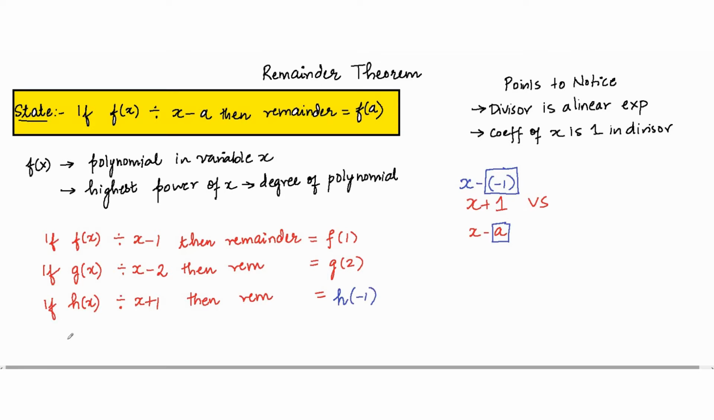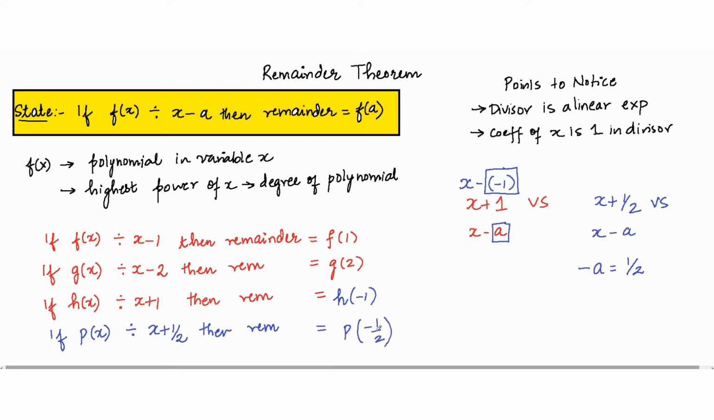Similarly, if I take another polynomial p of x, and p of x is divided by x plus half, then the remainder is going to be, let's compare x plus half with x minus a. If you carefully notice, minus a is equal to half, which means a is minus half, and therefore the remainder will be p of minus half.